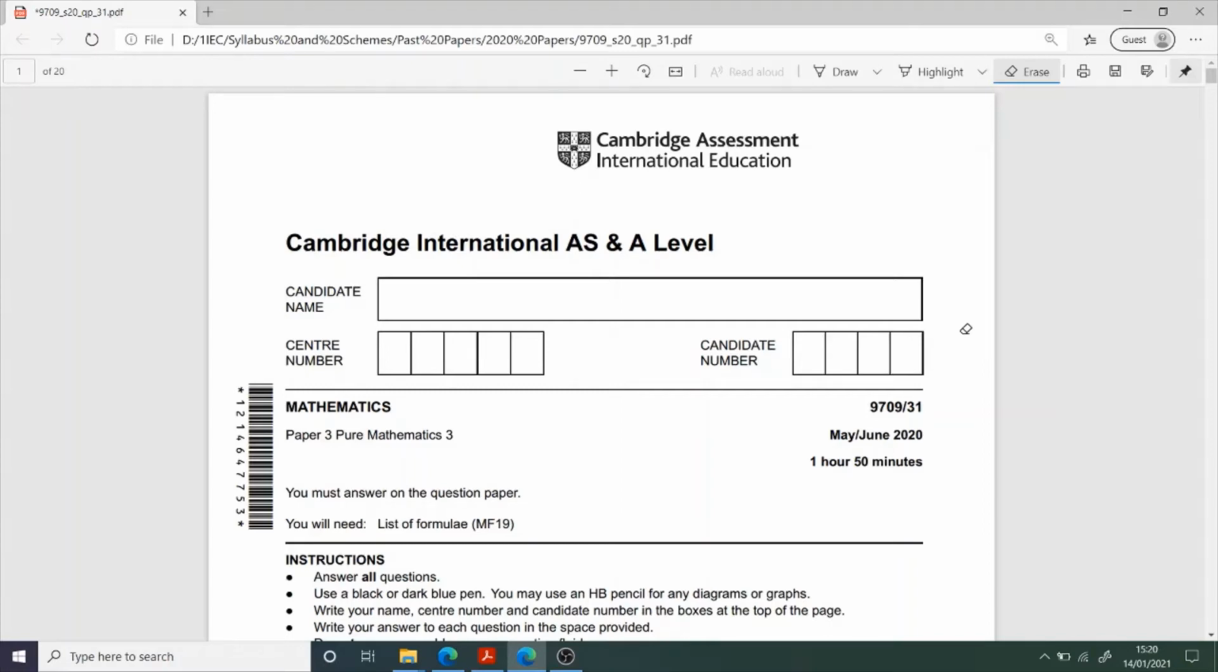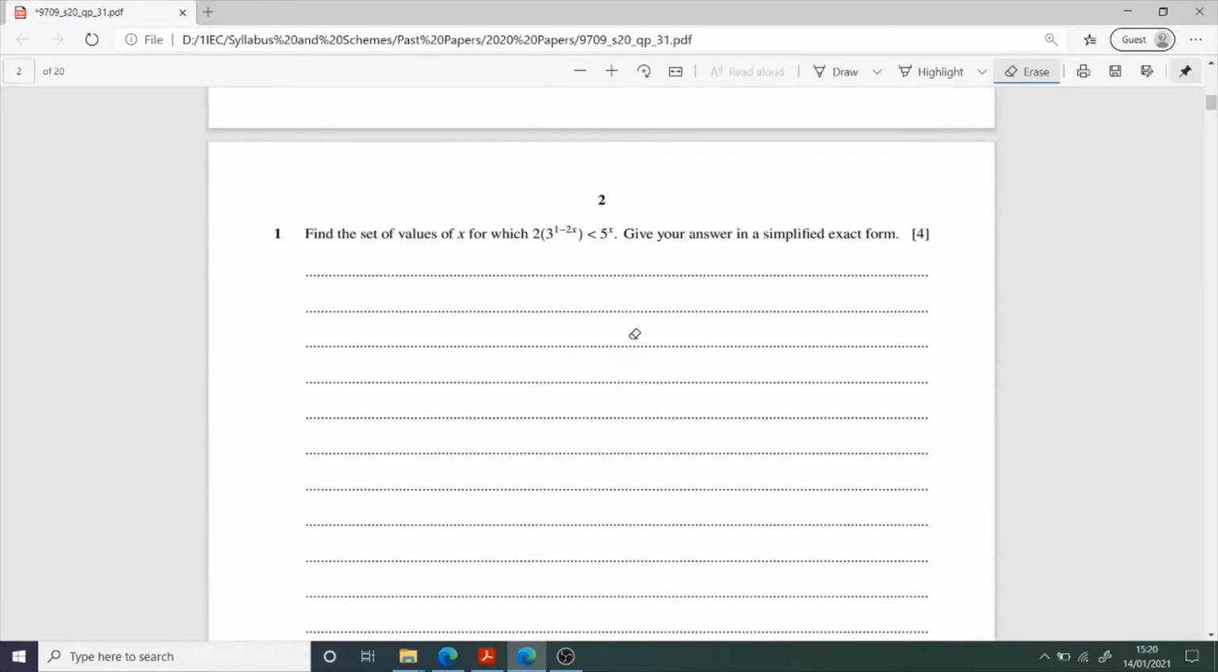This is the summer 2020 P3 paper, and it is version 1, so paper 3 version 1. The first question is an inequalities question which involves logs. We always need to be careful with those because you need to remember that the log of a number less than 1 is negative, and if we end up having to multiply or divide by that, then we have to change the direction of the sign. I'm not sure if that's something we'll need to do here.